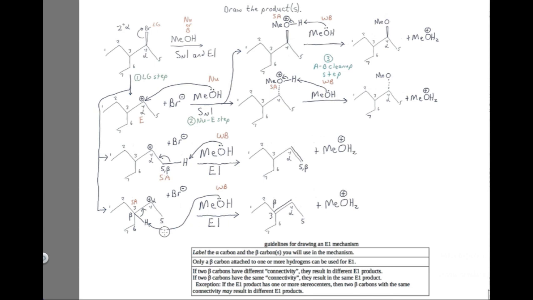And to confirm, it should be apparent to you that this product that we got from using carbon 5 as the beta carbon is a different product than the one we got from using carbon 3 as the beta carbon. So for full credit, we would need to include both of those alkene products.